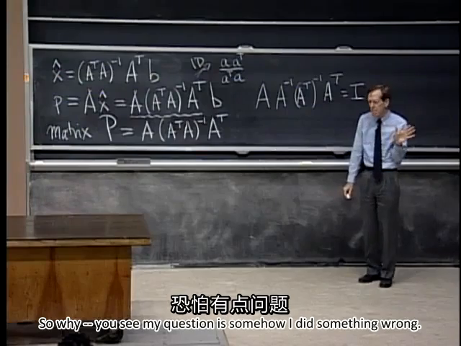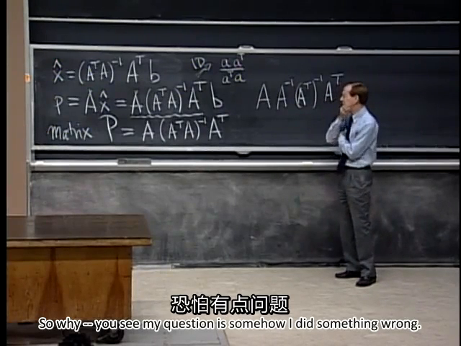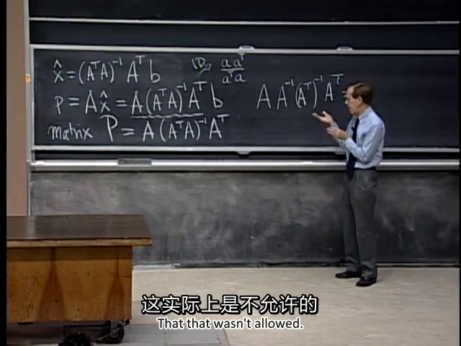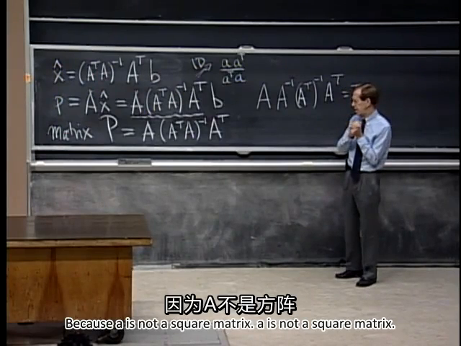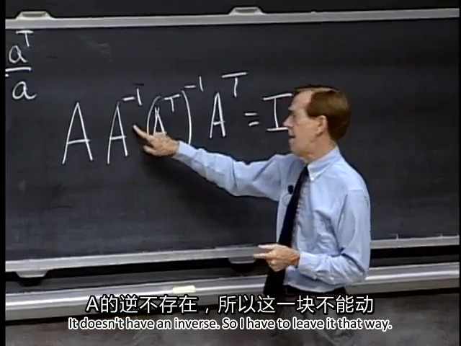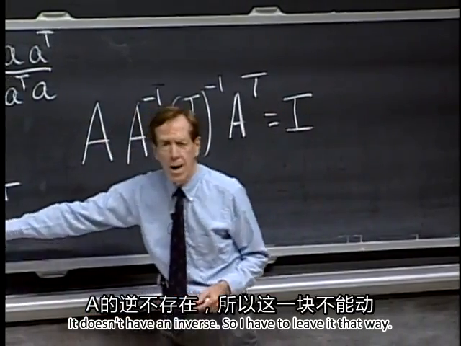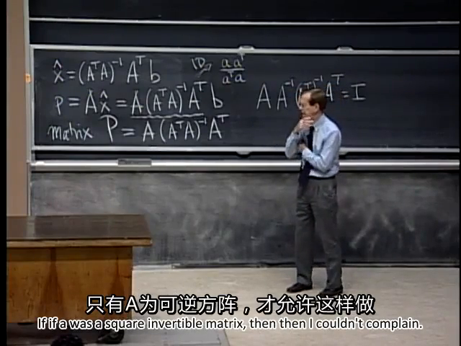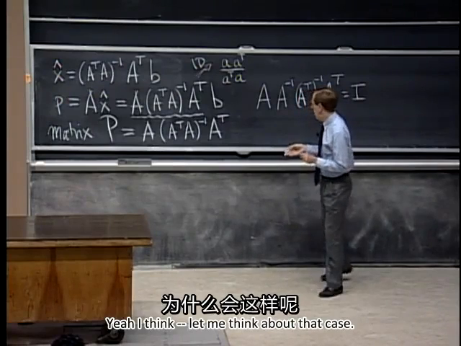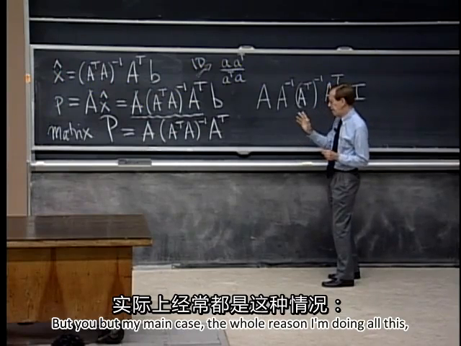My question is, somehow I did something wrong. That wasn't allowed. And why is that? Because A is not a square matrix. It doesn't have an inverse. So I have to leave it that way. This is not okay. If A was a square invertible matrix, then I couldn't complain. Let me think about that case.